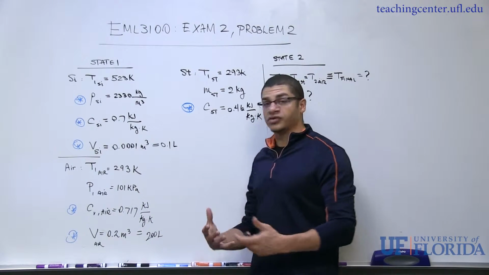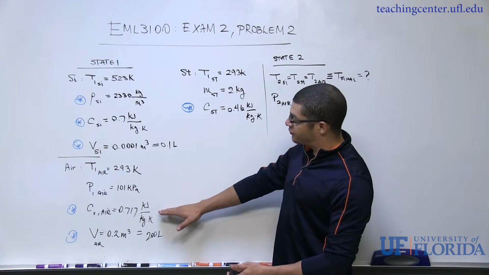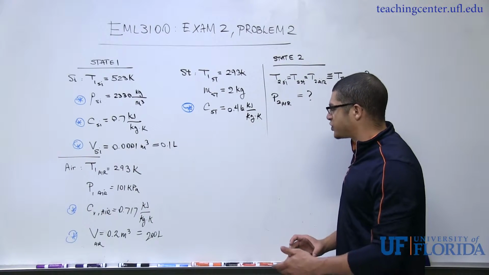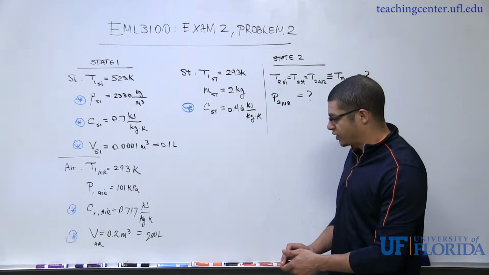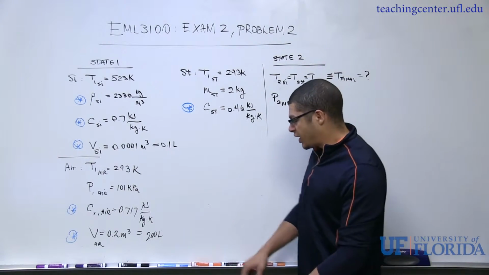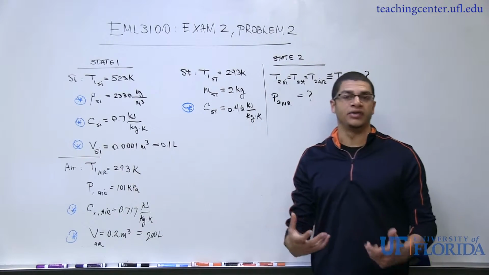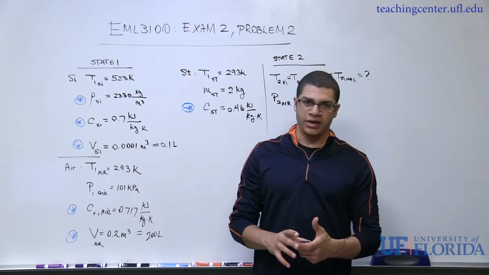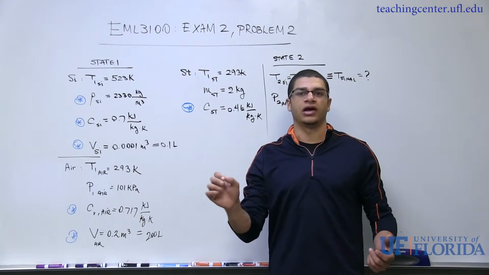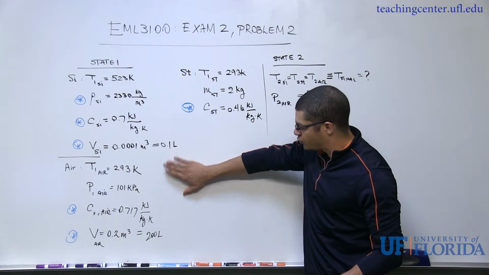Its initial pressure is essentially ambient at 101 kPa. Its constant volume heat capacity is given as 0.717 kilojoules per kilogram Kelvin. And the volume of the box is given as 200 liters, or 0.2 cubic meters, and I've assigned this as the air volume. This is because we're placing the silicon wafer inside of the box, and it is much smaller.